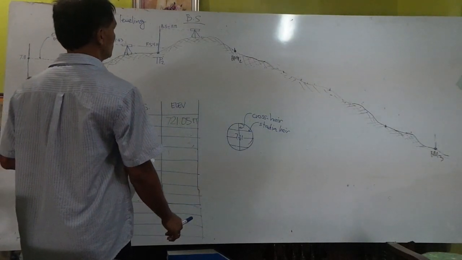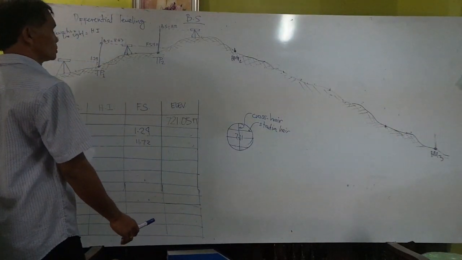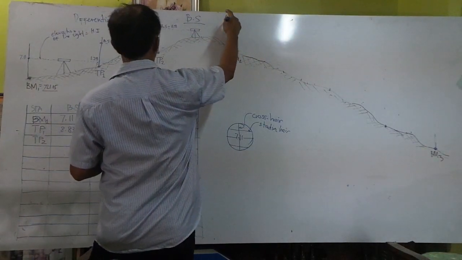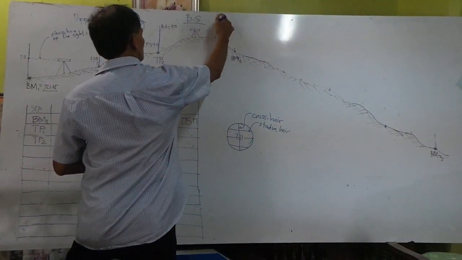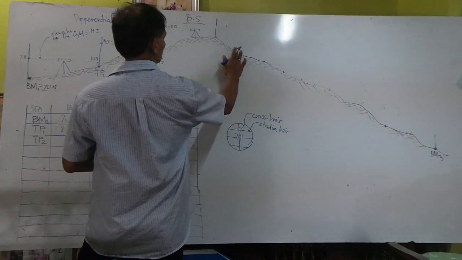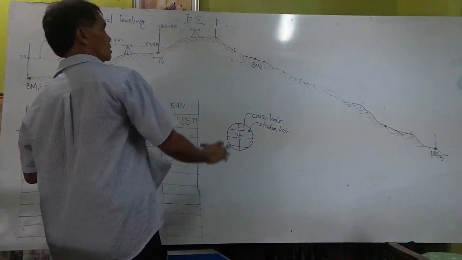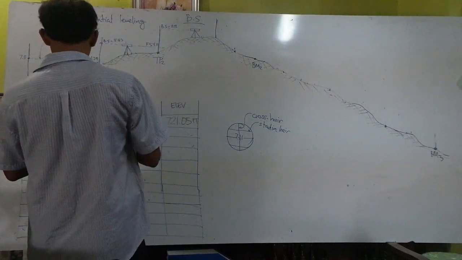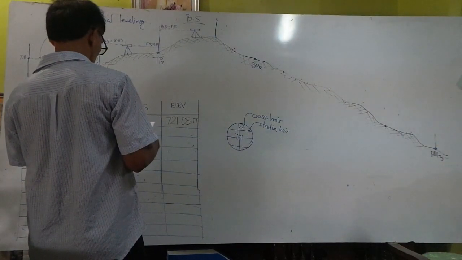Then, you install again the rod to be used at TP2. So let's say we have here the TP2. This is now this part.